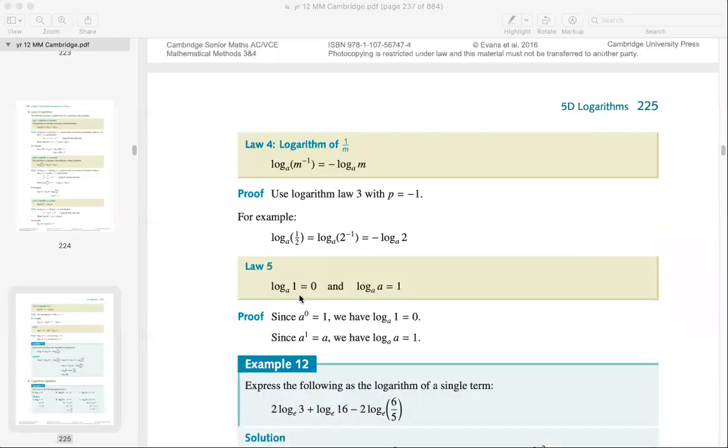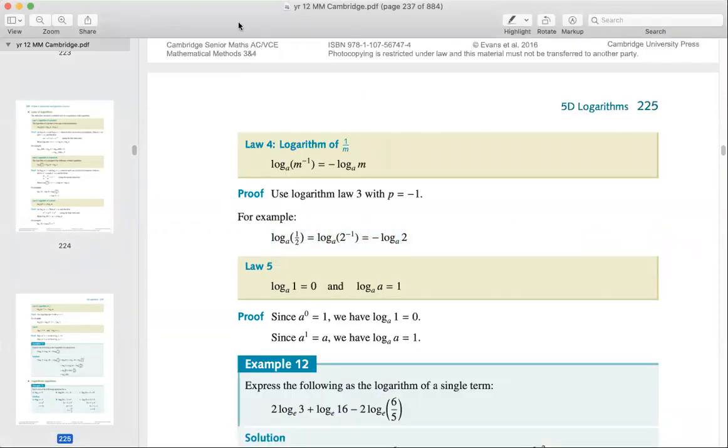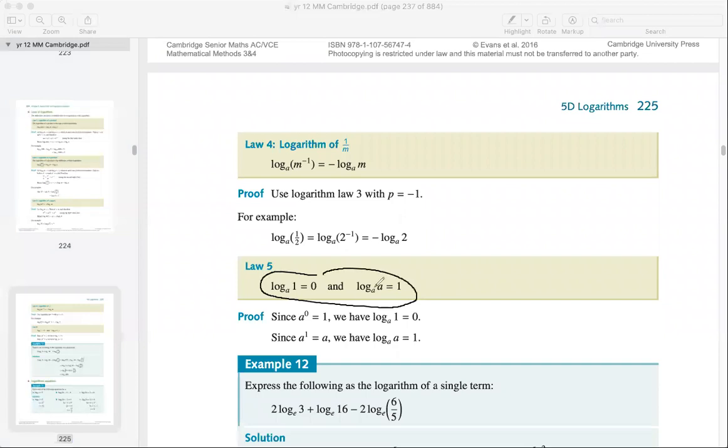And for this one, a to the power of 0 is just 1. Whatever the number a is, to the power of 0 is just 1, but a cannot be 0, and a needs to be positive.